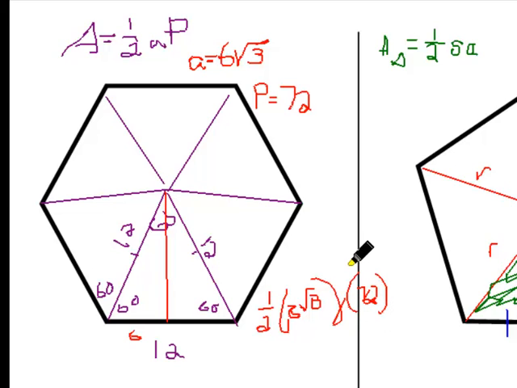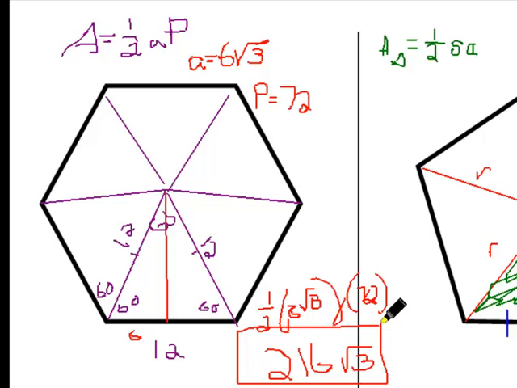And if you type that all out in your calculator, you're going to find that you get 216 times the square root of 3. That's my area there. And that would be exact. You could always put it in and get a decimal if you wanted a decimal answer. But that would be exact.